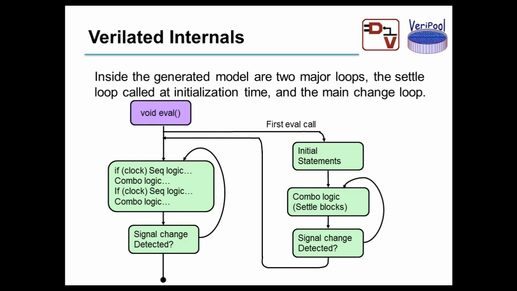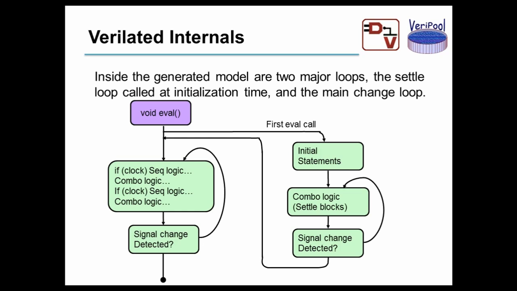What's going on on the inside is there's this eval function, and the way it works is the first time you call eval, it runs all your initial statements and then settles out the logic, sort of DC stability checks. And then every other time you call it, it basically looks to see if any clocks have changed, and if the clocks have advanced, it runs your sequential logic. Otherwise, it looks at the combinatorial logic and advances the combinatorial signals.